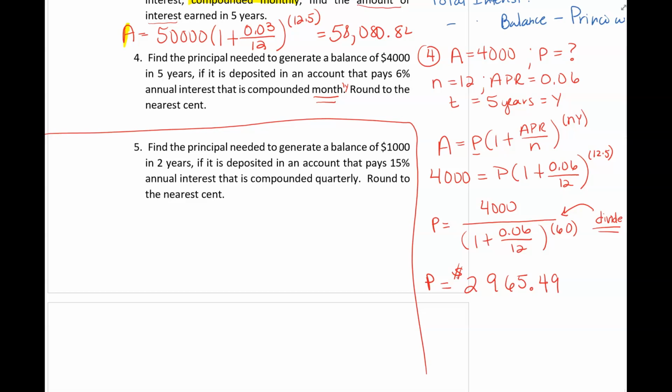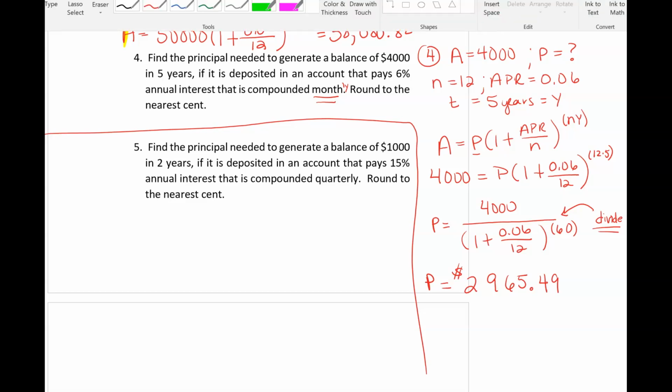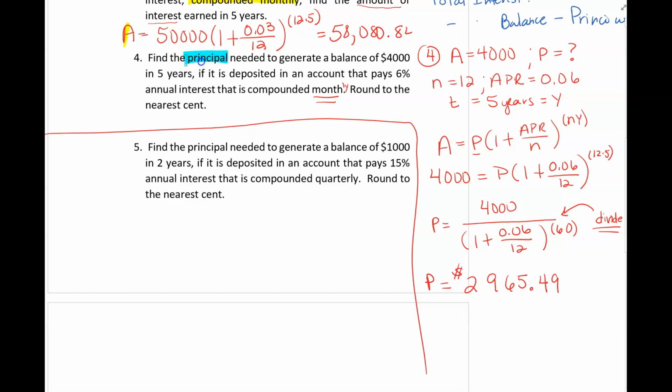Okay, number 5 is done just like number 4. So in this case, again, it's asking you for the principal. So you really need to pay attention to whether it's asking you to find the principal, which is how much you deposit now, or if it's asking you to find what you'll have in the future.